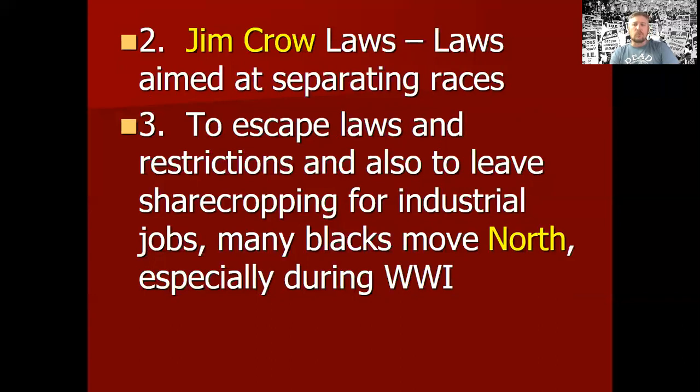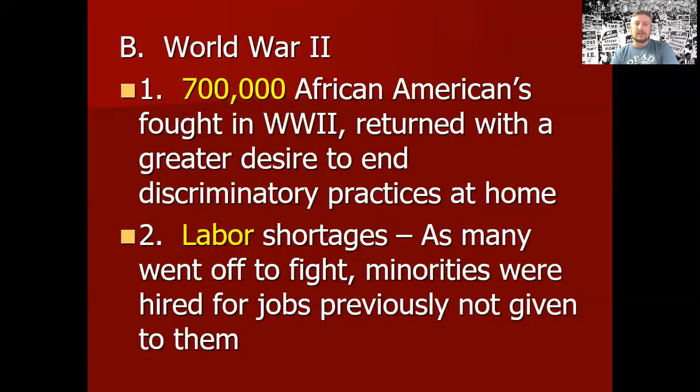In particular, during World War I, there are going to be jobs opening up in the North, industrial jobs that many African Americans had never had the opportunity to hold before. And so, as a result of this increasing clutch on Southern society, some are starting to escape the South because of that.